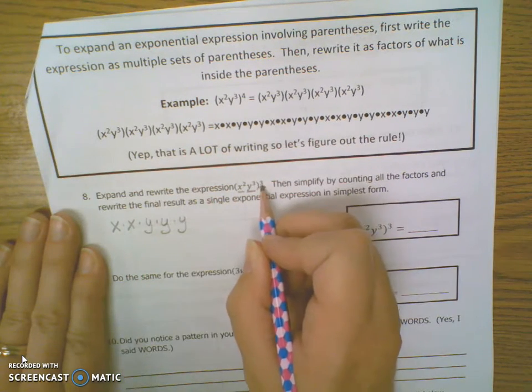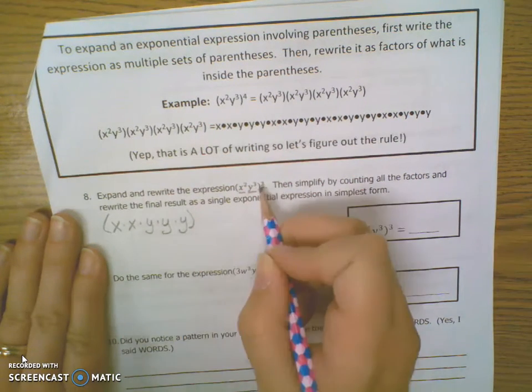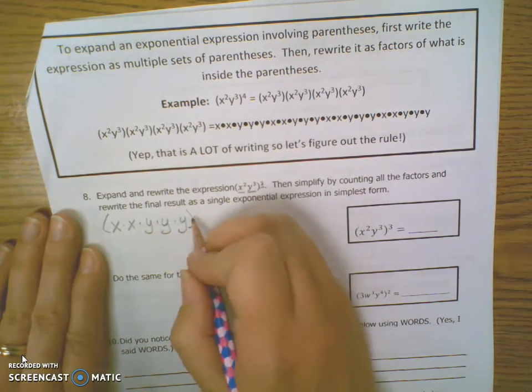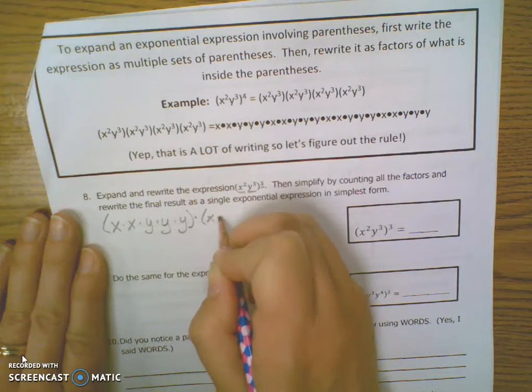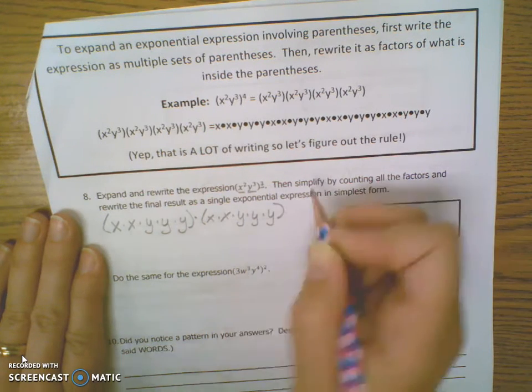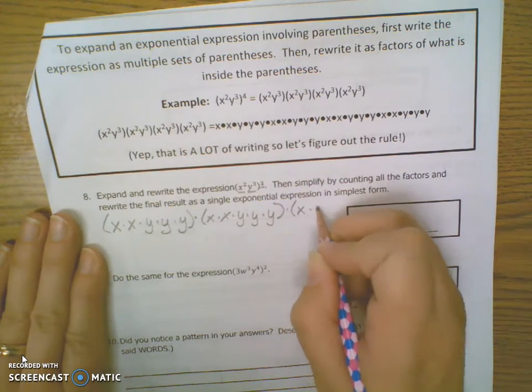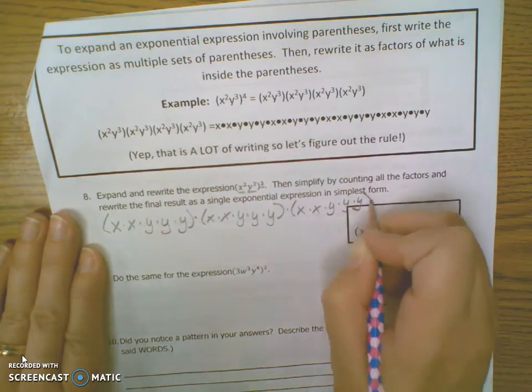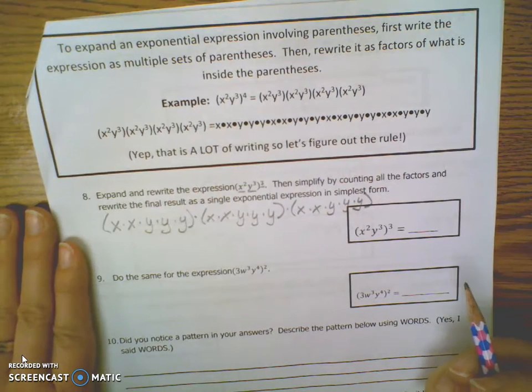And then I'm going to do that 3 times because that's what that means when I have this to the 3rd. It's whatever's inside the parentheses times itself 3 times. So now I've got the same thing again, times y times y times y. And then the third one, x times y times y times y. Okay, so that's a lot to write out.